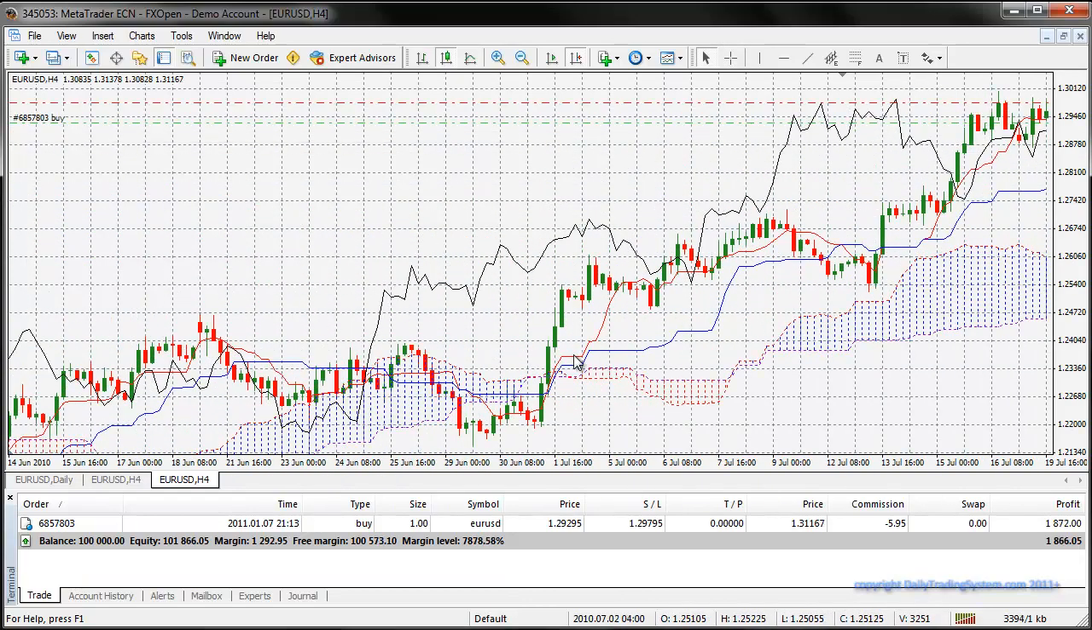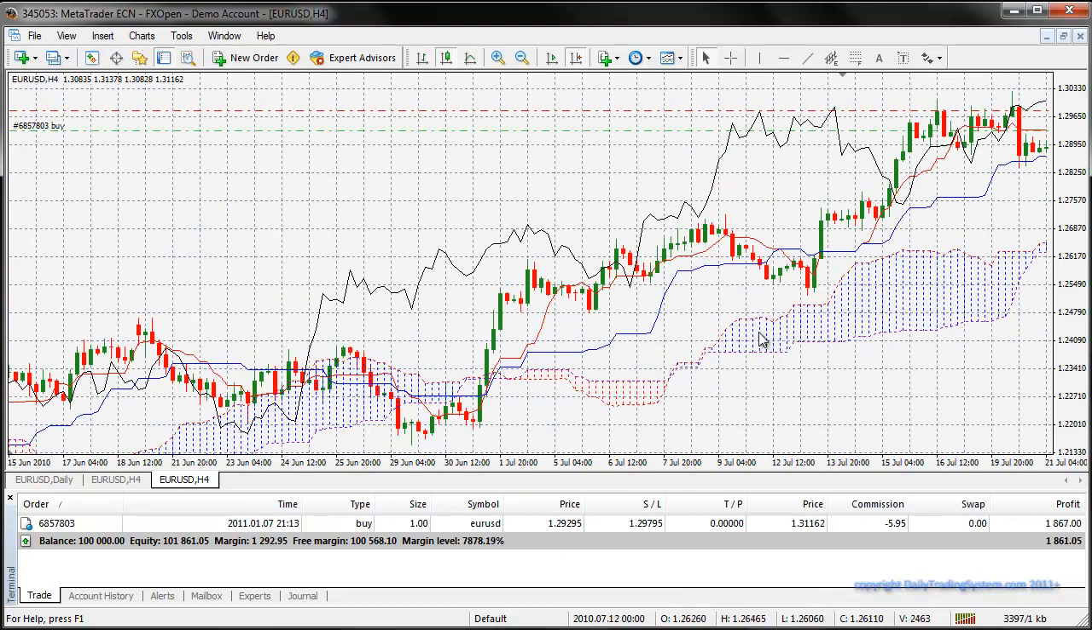Now the Kumo Cross is basically, as it sounds, these clouds are referred to as Kumos, K-U-M-O. We've got a long Kumo cloud and we've got a short Kumo cloud, and when they cross over each other, like here, this is where you prepare to go long. Now when you take a look at this Kumo Cross, you've got to count 26 bars back.